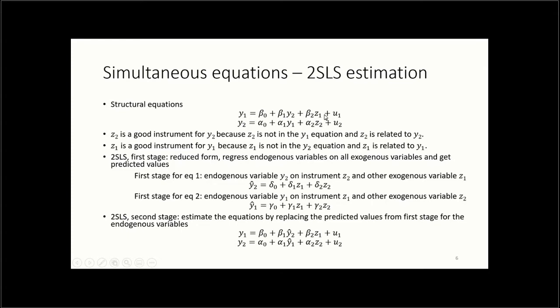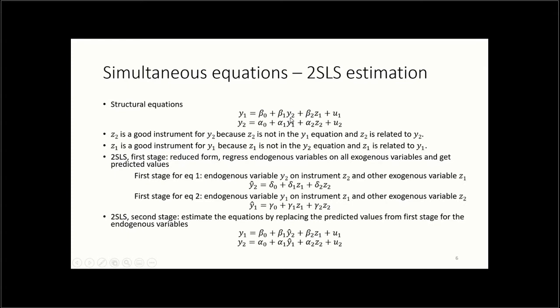So now, let's talk about Z2 being a good instrument for Y2. This Z2 is actually a very good instrument for Y2. Why? Let's check the properties of a good instrument. First of all, Z2 is not in the equation for Y1, and that's true because it's not in here. But second, Z2 is actually related to Y2, which is our endogenous variable. And that's the second property of a good instrument. So that's why Z2, an exogenous variable which is in the other equation, is a very good instrument for Y2.